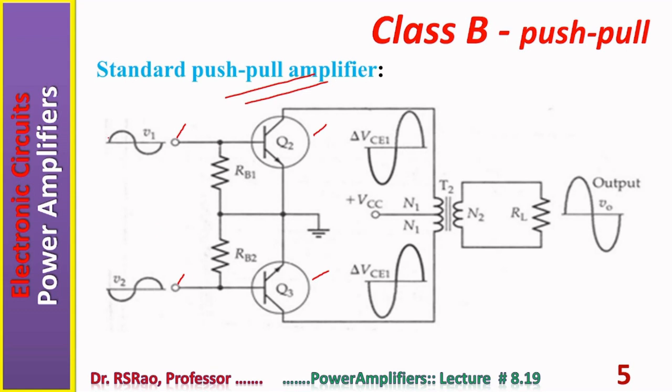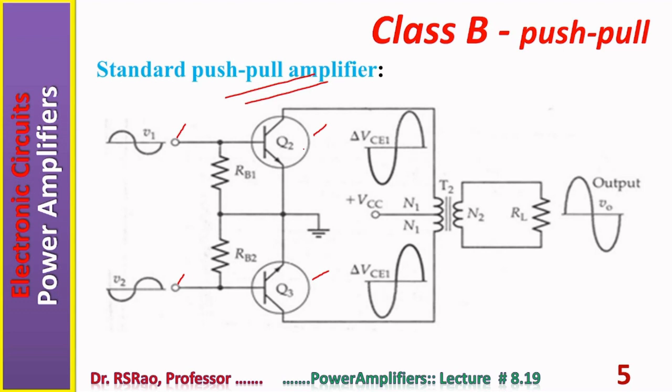When input to Q2 is positive half cycle, input to Q3 is negative half cycle. When input to Q2 is negative half cycle, input to Q3 is positive half cycle. These inputs with 180 degrees phase shift are obtained from the actual input signal. It is done with the help of a center tap transformer. It is not a difficult thing.